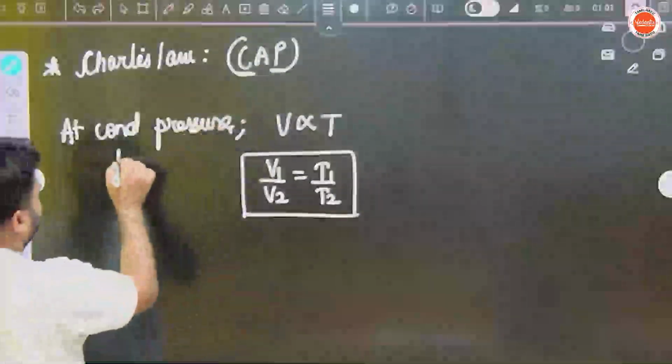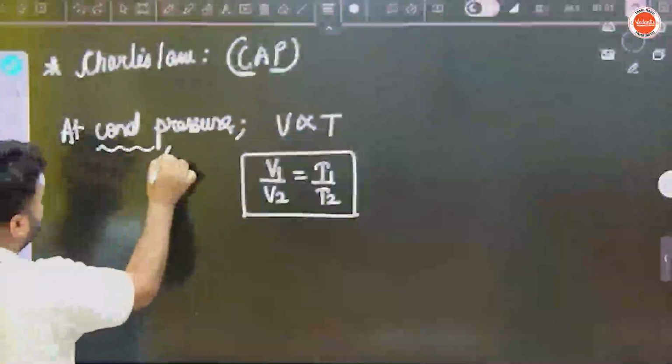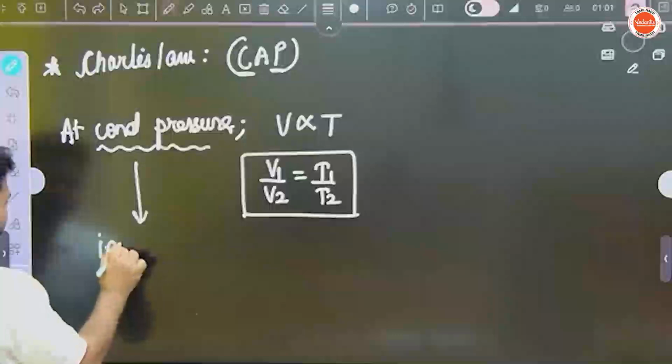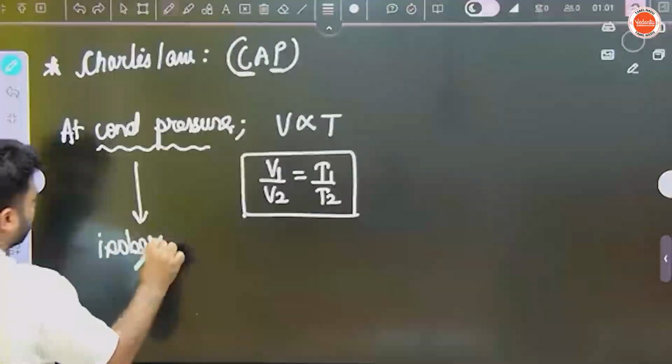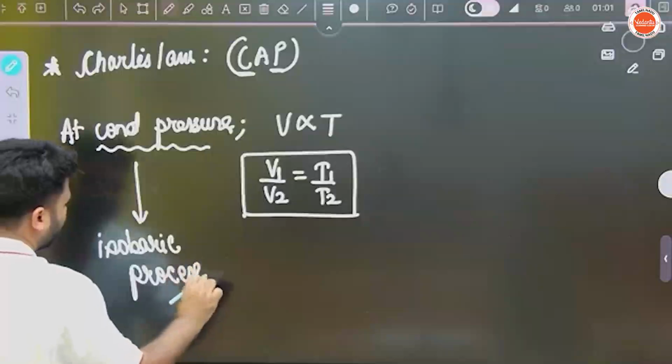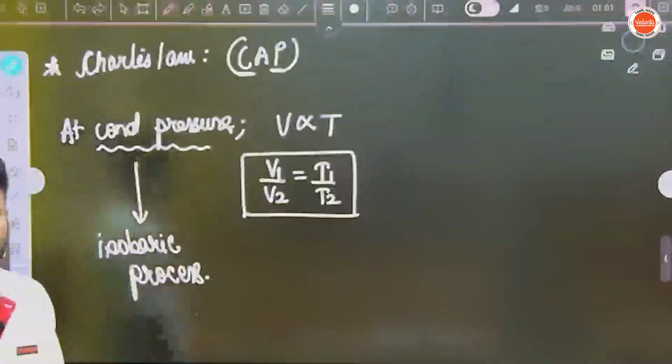This constant pressure process is also called the isobaric process. Correct?